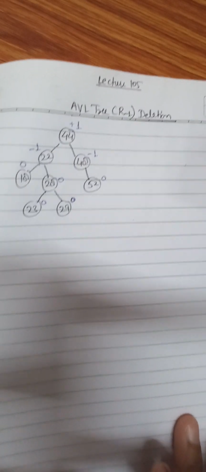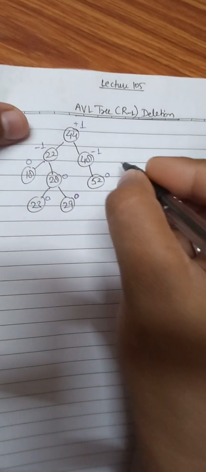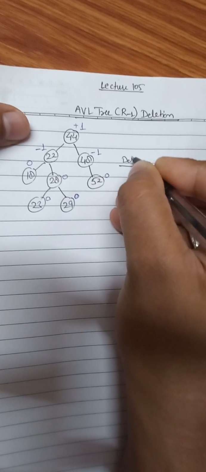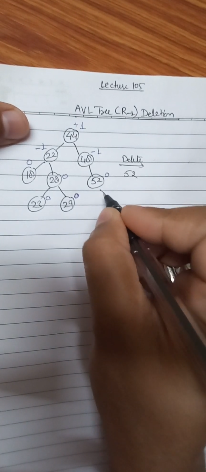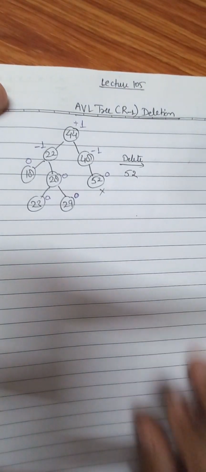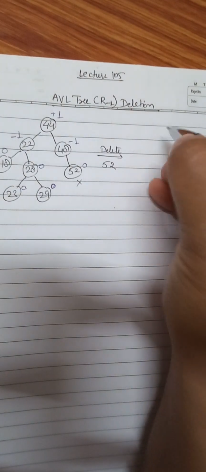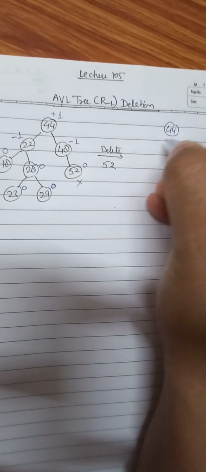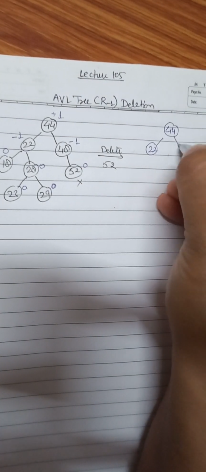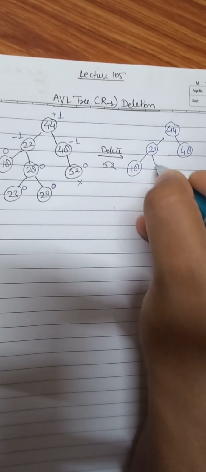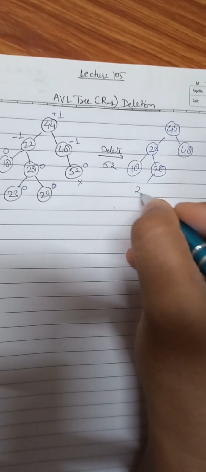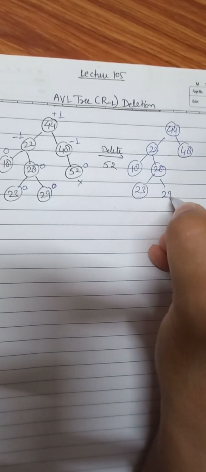Now suppose we are deleting 52. What are we deleting? We are deleting 52, this node. So now how will the tree be? The tree will be like this: 44, 22, 48, 18, 28, 23 and 29.